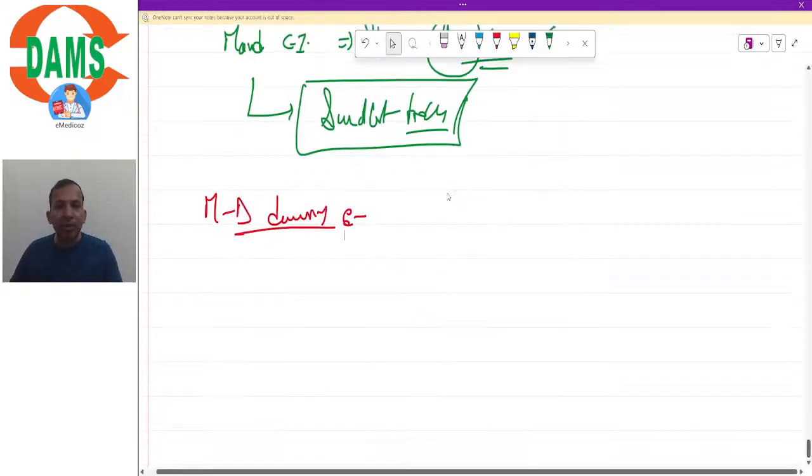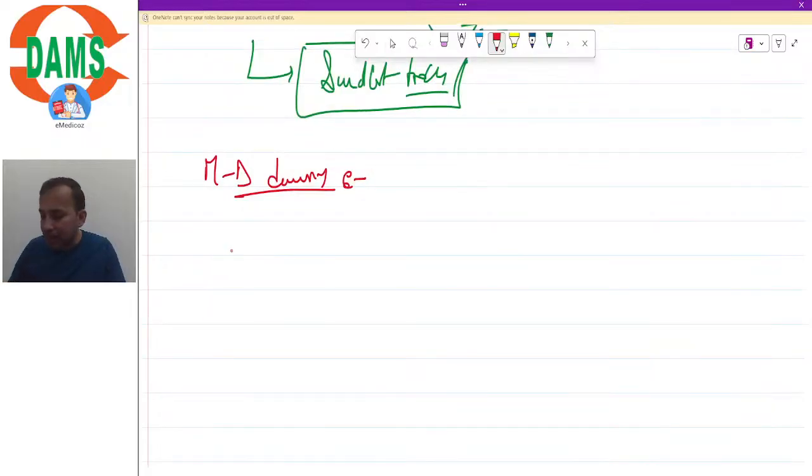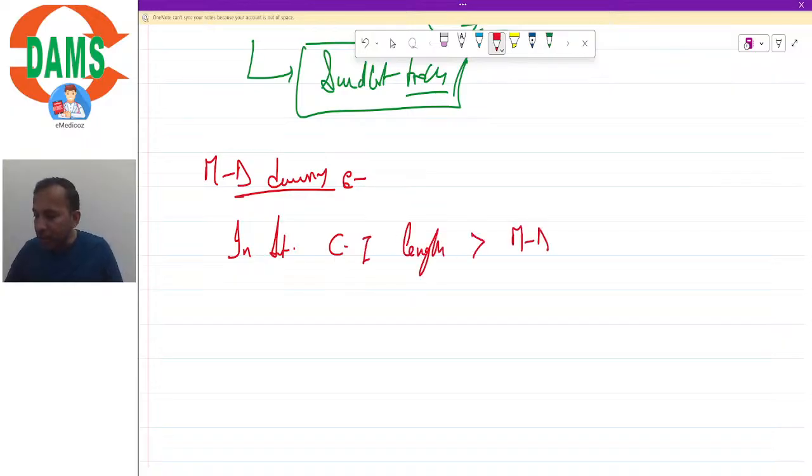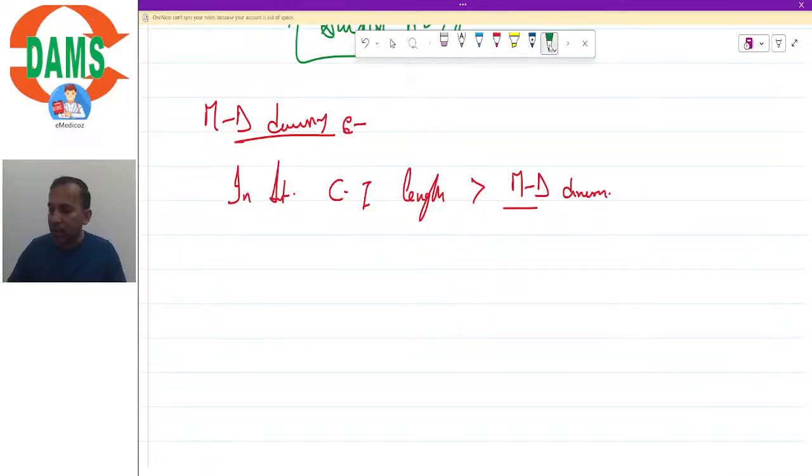Mesodistal dimensions. As far as the anteriors are concerned, in anteriors the cervico-incisal length is always greater than the mesodistal dimension, right? Mesodistal width, you can say. So mesodistal width is always less than cervico-incisal length. What is the exception to this? There is only one exception, and that is the deciduous maxillary central incisor.